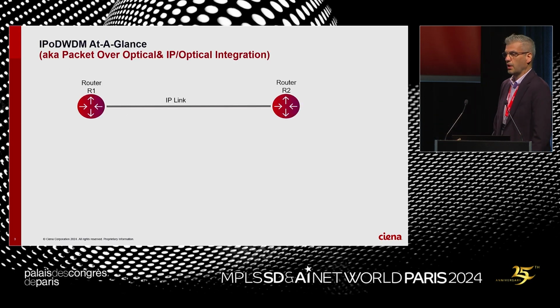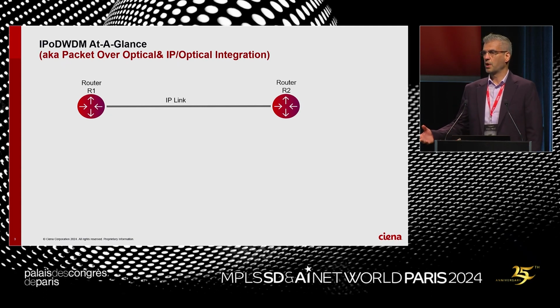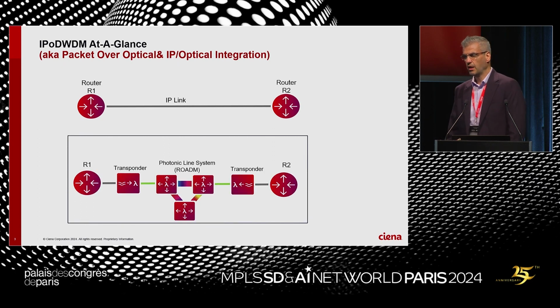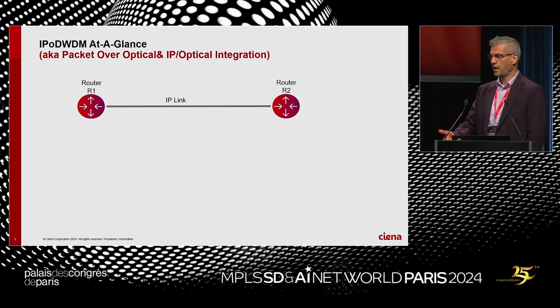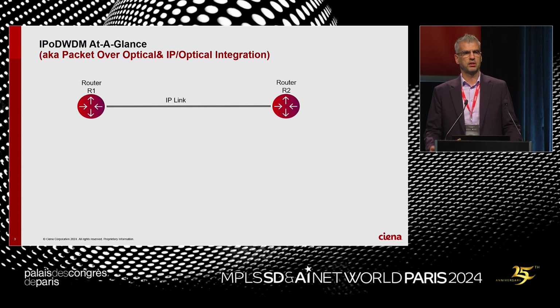So when we talk about IP over DWDM, or packet over optical, or packet optical integration, various names for the same topic, assume that I have an IP network. I have two routers, a representation of that. I have an IP link in between. From the router perspective, they don't have any idea how these two are connected together.